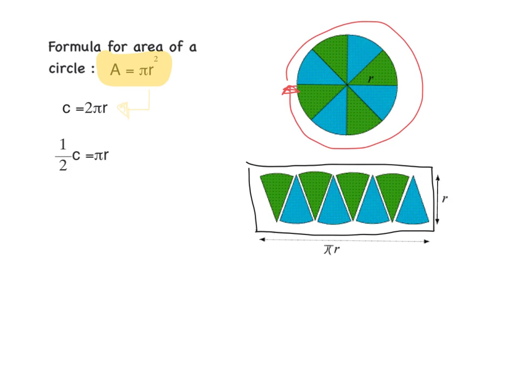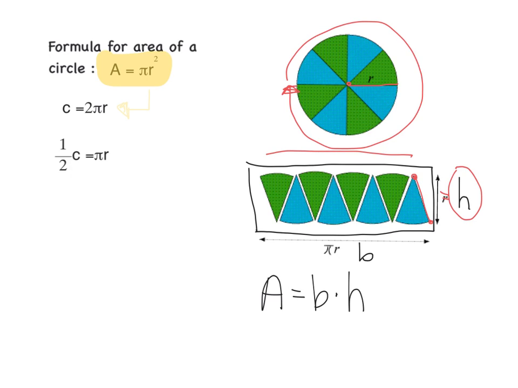So let's remind ourselves, the area of a parallelogram is base times height. So let's call this the base and let's call this the height. But let's also notice the distance from the center to the edge is our radius. Well, when we rearrange this circle, this distance from here to here is the radius. Well, when I've rearranged it, that's pretty similar to the height. And since I've taken half of the pieces, you can see the green pieces are on the top and the blue pieces are on the bottom. That's half of the circle.